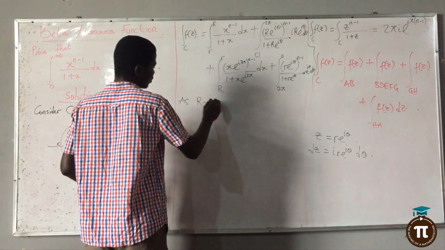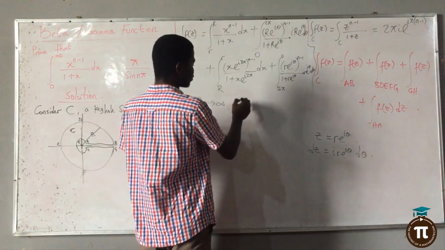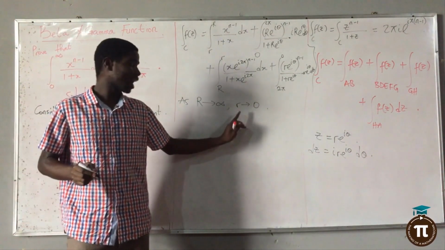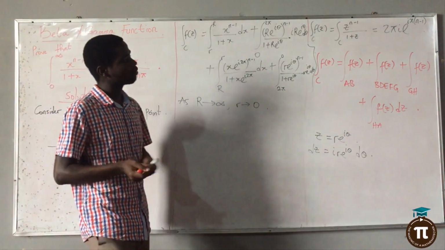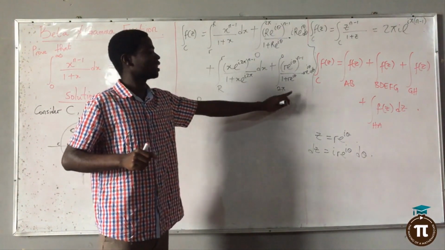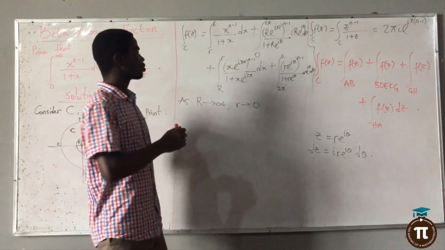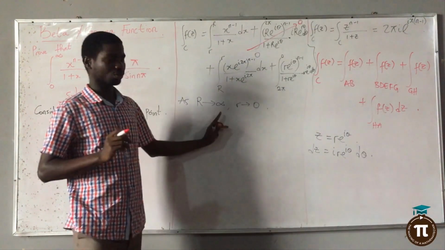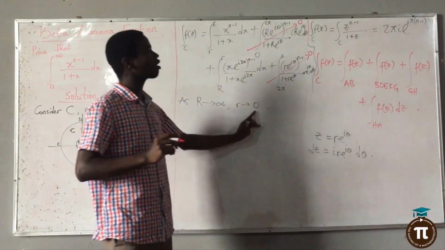As R goes to infinity, that's the first case. And number 2, the small letter r goes to 0. As R tends to infinity and this small r goes to 0, what happens? What happens is that if you look at the second and the fourth integral very well, they will cancel out. So this one will go to 0 when R goes to infinity, and also I claim this one will also go to 0 as r goes to 0.